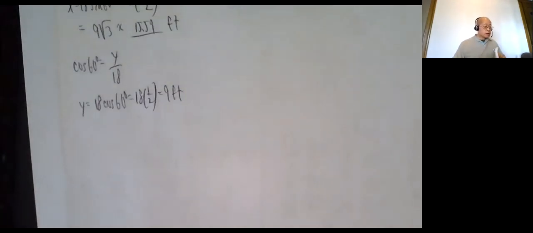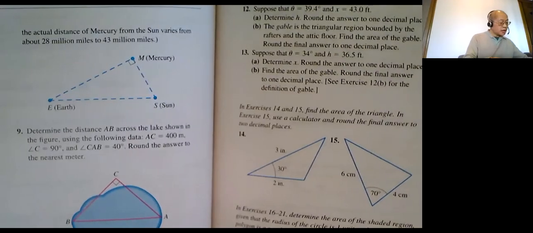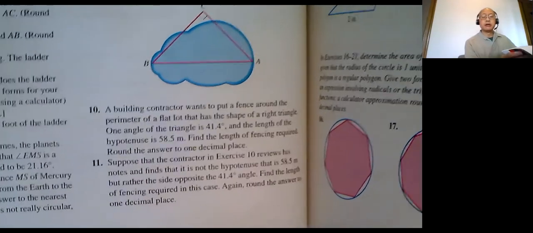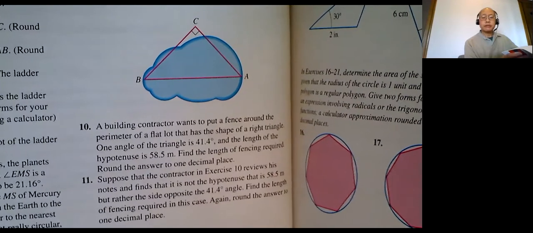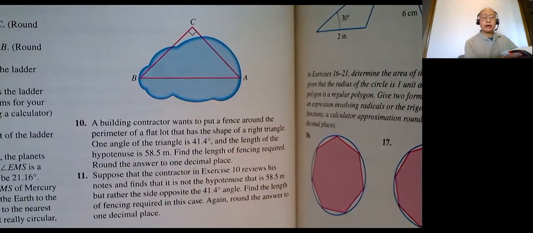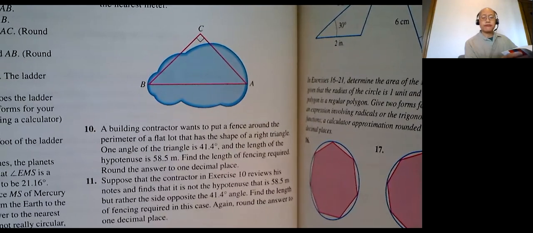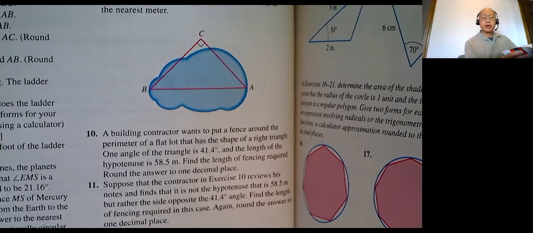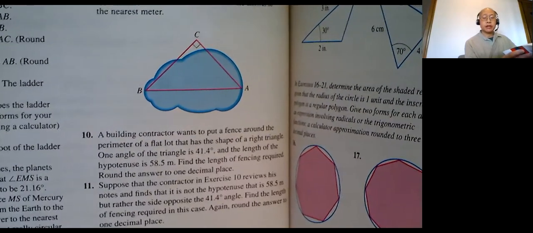All right, so getting back to here, problems 9 and 10 are somewhat similar, but number 10, you don't have the answer in the back of the book. It's even, so let me do that. Okay, 10. A building contractor wants to put a fence around the perimeter of a flat lot that is the shape of a right triangle. One angle of the triangle is 41.4 degrees. The length of the hypotenuse is 58.5 meters. Find the length of fencing required. Round the answer to 1 decimal place.